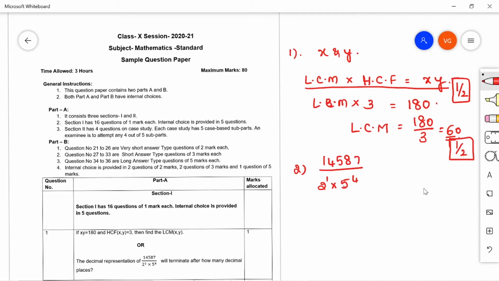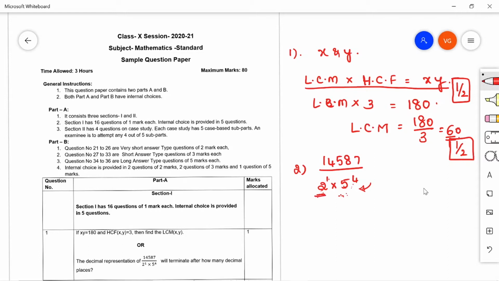Right. To find out the decimal places here, the denominator should be in powers of 10. But here it is given as 2 power 1 and 5 power 4. We know that if the bases are equal, you can equate the powers, or for a multiplication you can make it the whole power. So these are two numbers given in product form.